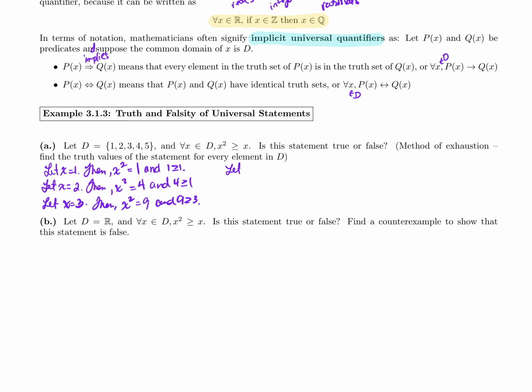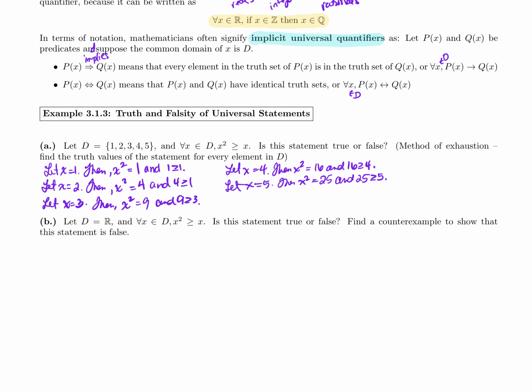We would say let x equal 4. Then x squared equals 16. And 16 is certainly greater than or equal to 4. And for the last one, let x equal 5. Then x squared is equal to 25. There we go. X squared equals 25, and 25 is greater than or equal to 5.